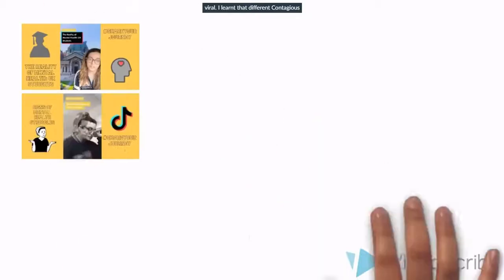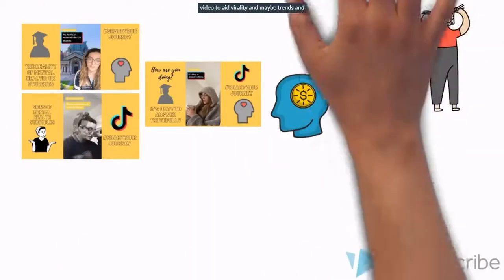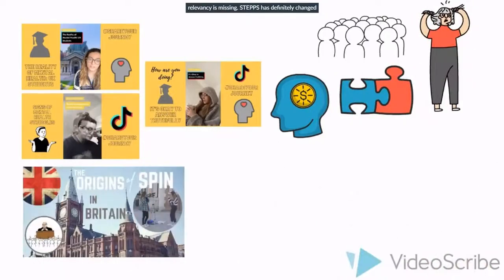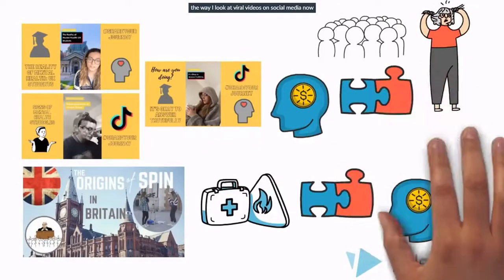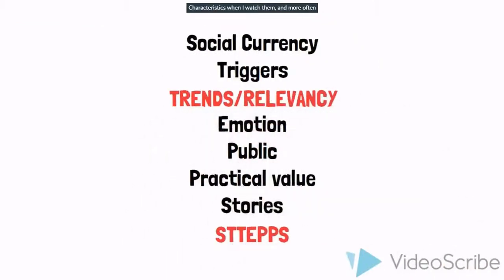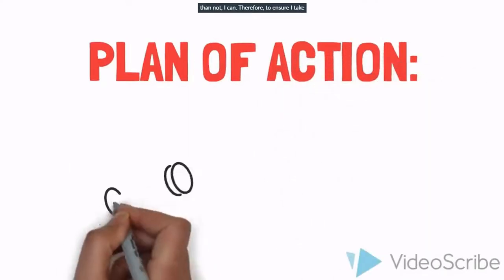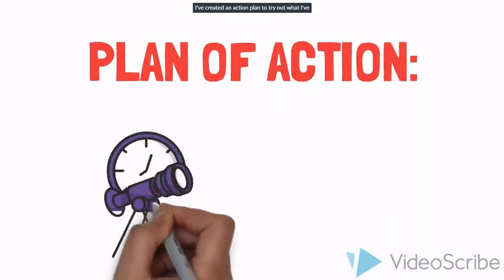I learned that different contagious characteristics work better in different genres of video to aid virality, and maybe trends and relevancy is missing. STEPS has definitely changed the way I look at viral videos on social media now, and I see if I can spot any of the contagious characteristics when I watch them, and more often than not, I can.